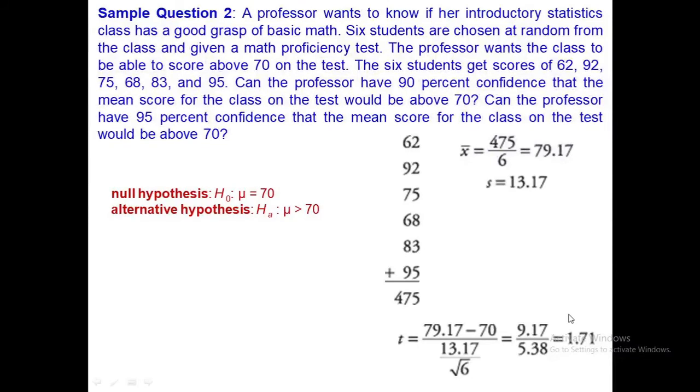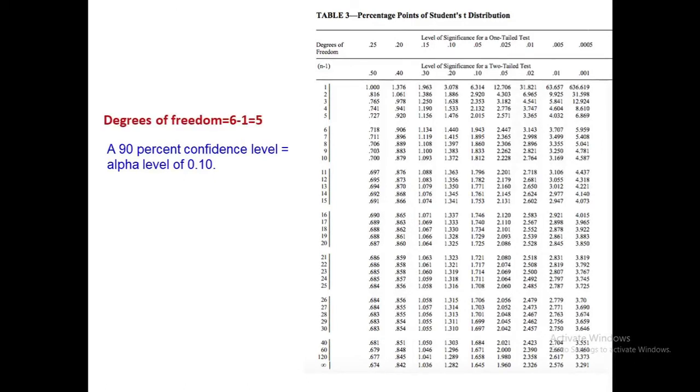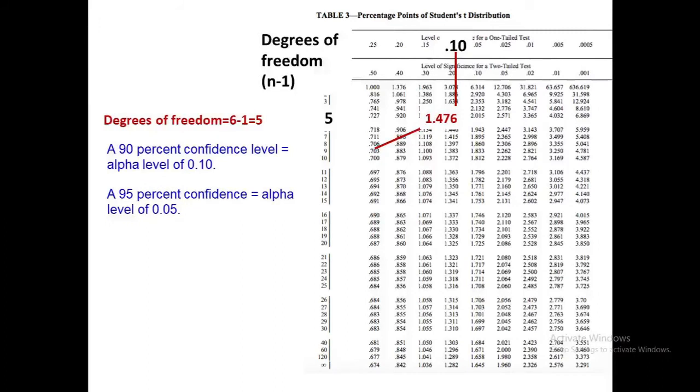A 90% confidence level is equivalent to an alpha level of 0.10. The number of degrees of freedom for the problem is 6 minus 1, which is equivalent to 5. The value in the t table for t 0.10, 5 is 1.476. Because the computed t value of 1.71 is larger than the critical value in the table, the null hypothesis can be rejected. And the professor had evidence that the class mean on the math test would be above 70.